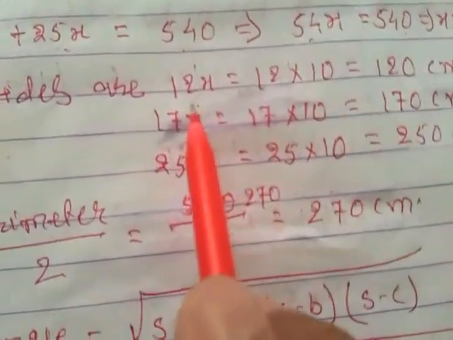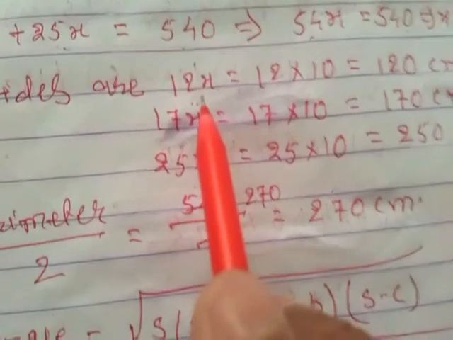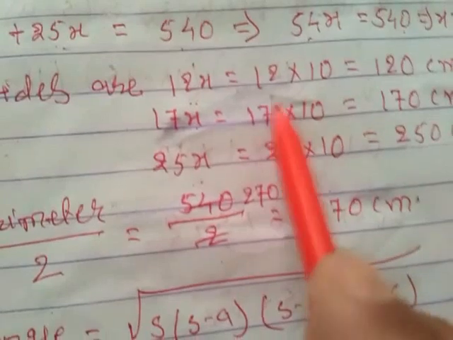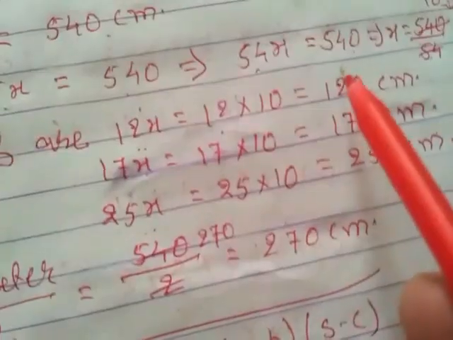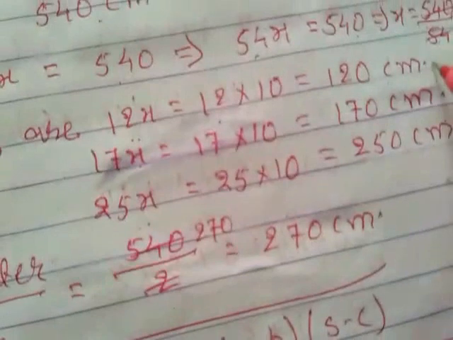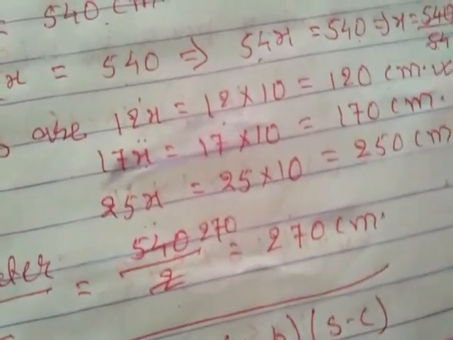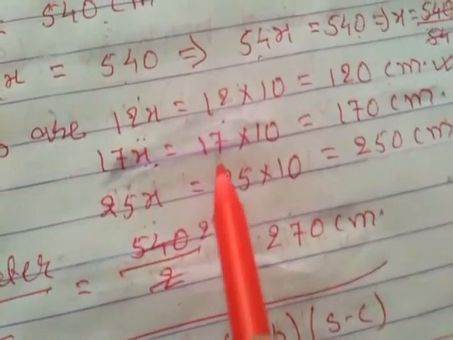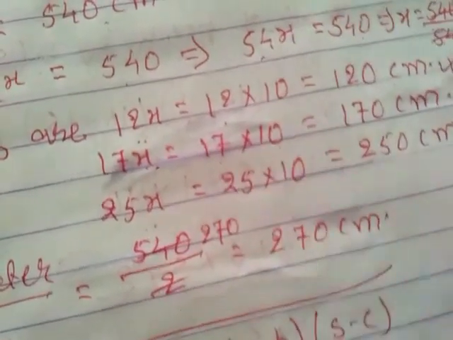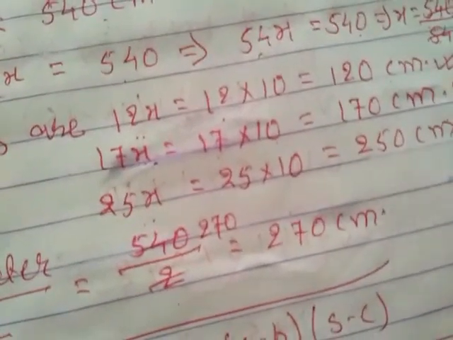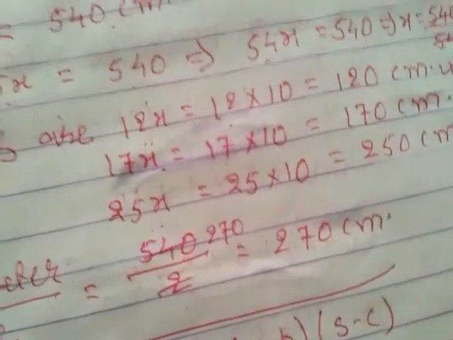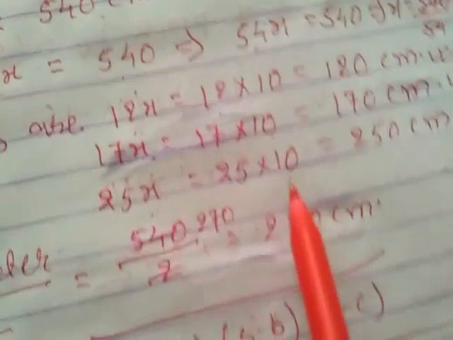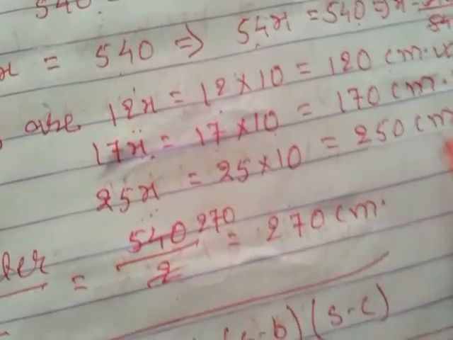Now applying Heron's formula for finding the area of the triangle. So area of triangle will be equal to under root S into S minus A into S minus B into S minus C by Heron's formula. Now we got the value of S as 270 and A, B, C are the sides of the triangle. So value of A is 120 and value of B is 170, and value of C is 250.